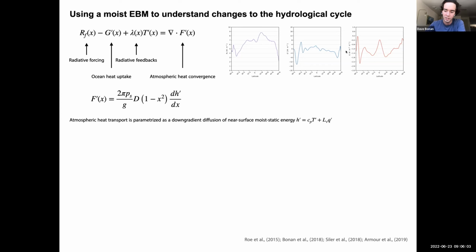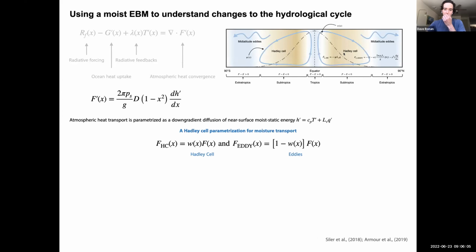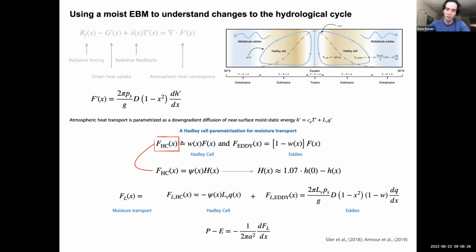But to get the P-E changes, you need to apply this Hadley cell parameterization. And so what we do here is we apply a weighting function that's Gaussian on the equator that basically partitions this atmospheric heat transport into a function of the Hadley cell and mid-latitude eddies. And so essentially this is 1 on the equator and it goes to about 0 by about 45 degrees north or south. And once you have that, you can take this atmospheric heat transport by the Hadley cell and set that equal to the mass flux of the Hadley cell times the gross moist stability.